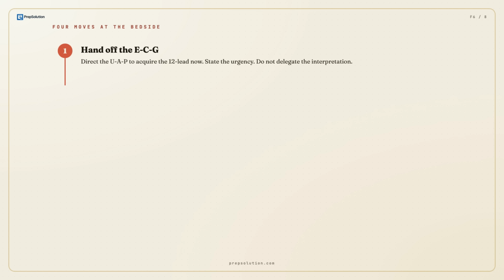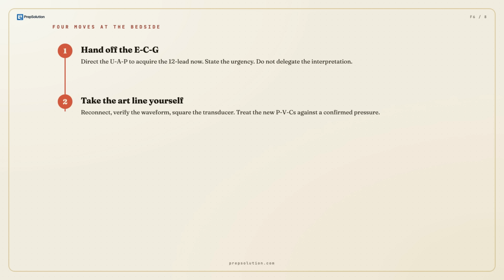4 moves at the bedside. 1. Hand off the ECG. Direct the UAP to acquire the 12 lead now. State the urgency. Do not delegate the interpretation. 2. Take the art line yourself. Reconnect. Verify the waveform. Square the transducer. Treat the new PVCs against a confirmed pressure.